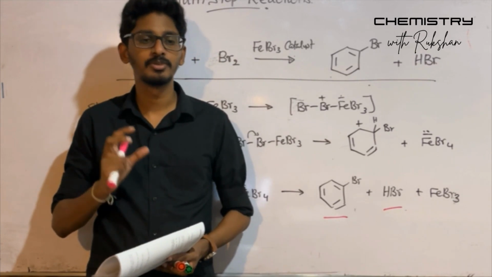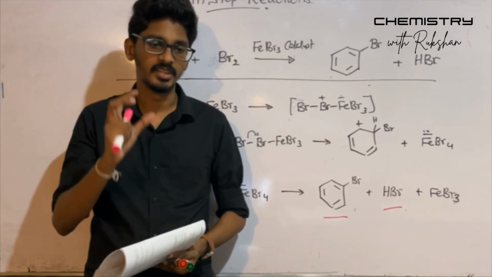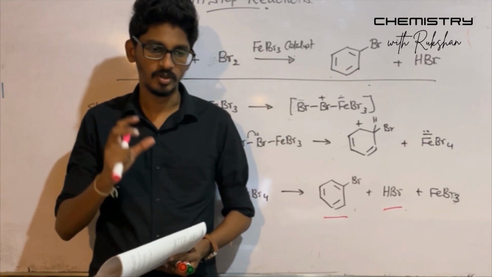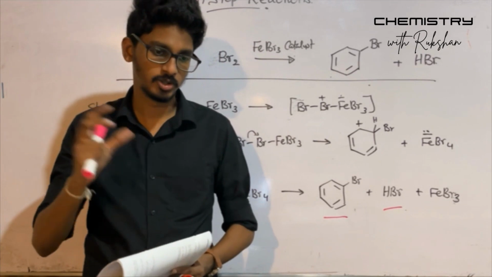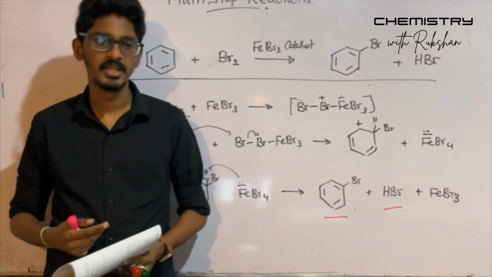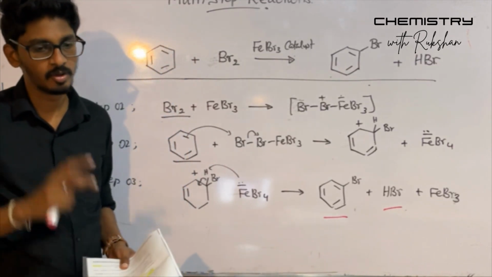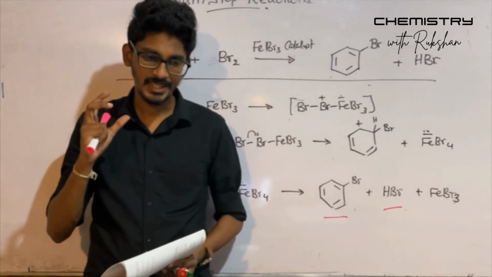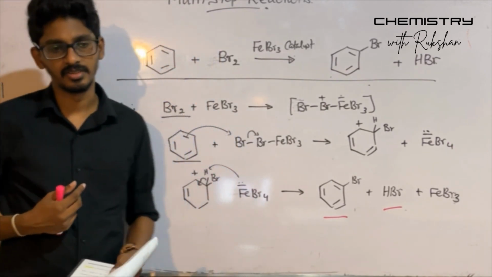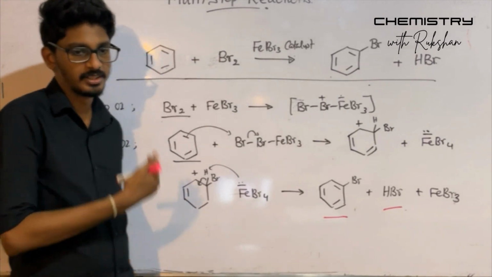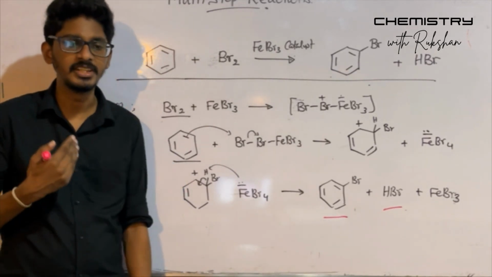So for multi-step reactions, there should definitely be intermediates. Always, intermediates are involved in multi-step reactions. It may be one or two or more than two. So anyway, intermediates are involved. So let's try to identify the intermediates in this multi-step reaction.